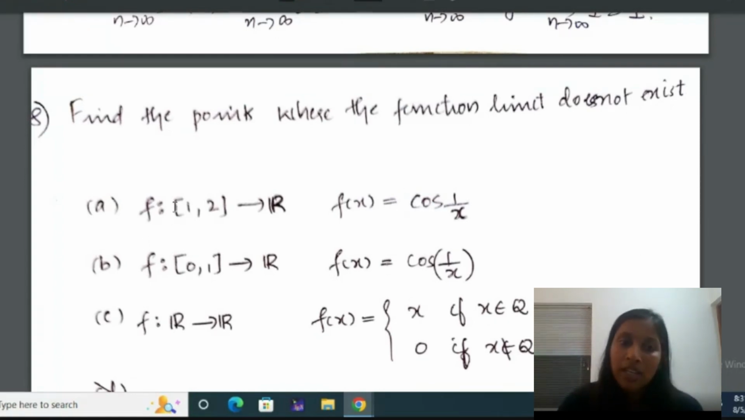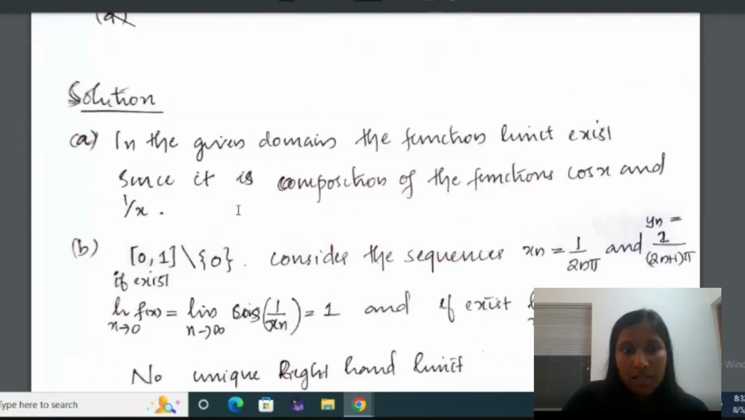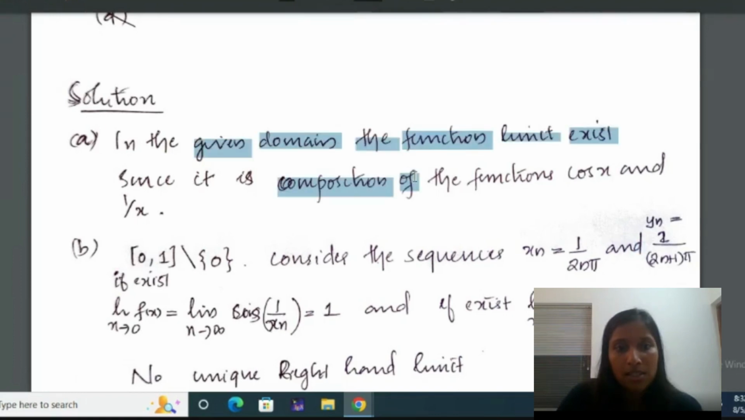So here for the first function, the domain is [1, 2]. While talking about limit or continuity or differentiability, etc., we have to focus on the domain also. If the domain changes, there may be a change in the solution also. So the first question, first option, is the empty set. For the second question also, zero is the point where the problem comes. At zero, we can use these sequences to say that the limit does not exist at zero. In the rest of the points, we can just use this theory.